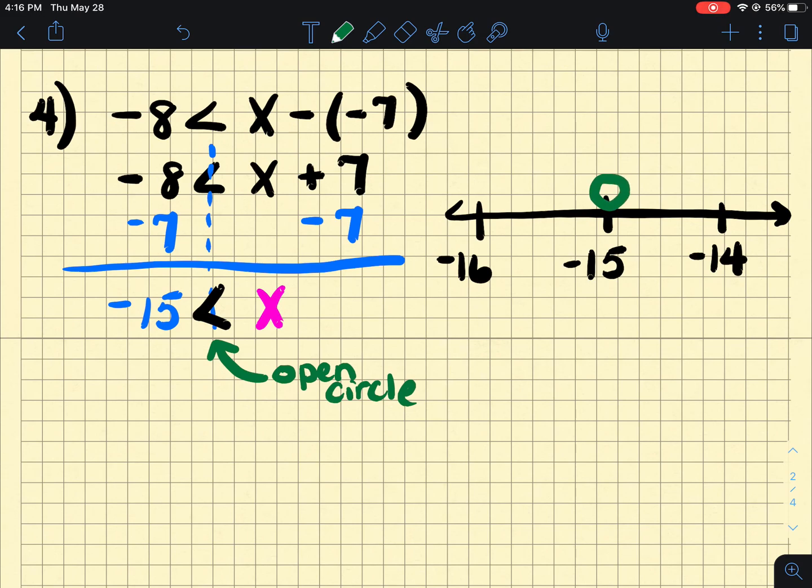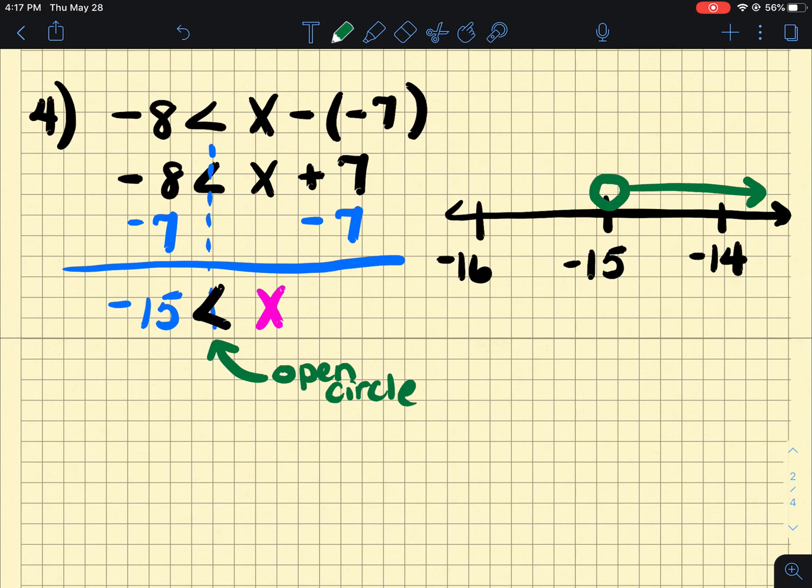This says that negative 15 is less than a number. Well, if negative 15 is less than the number, the number has to be bigger. In this case, it's negative 14. So it goes this way. And again, if that's a little confusing, that's understandable because we're dealing in negatives and the x is on the opposite side of the inequality.